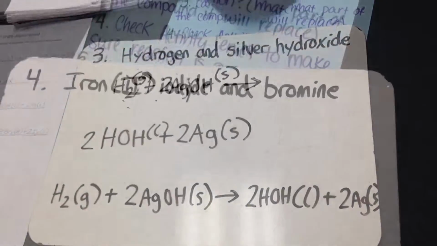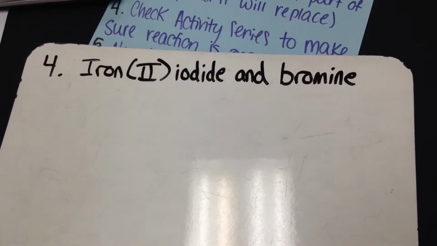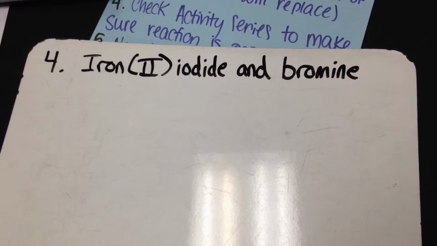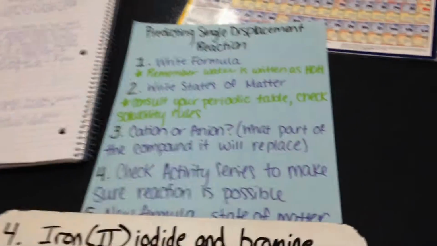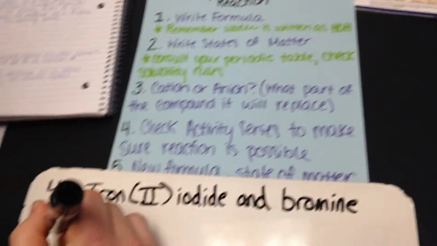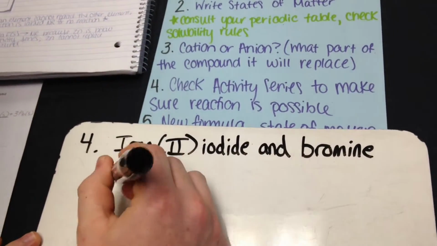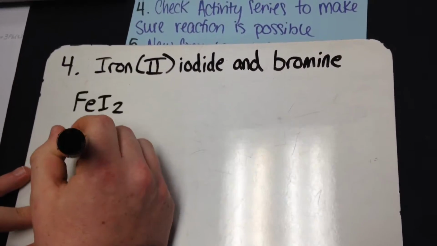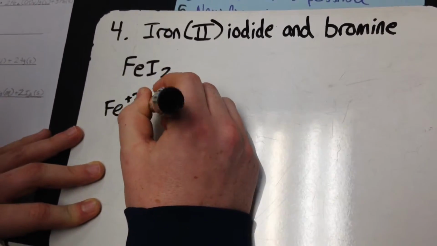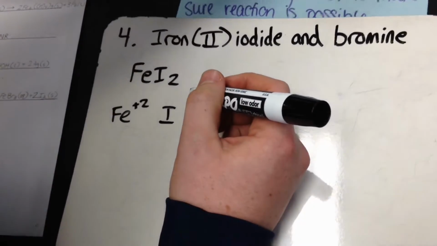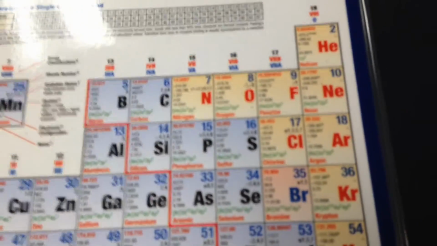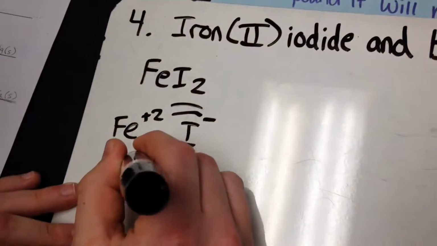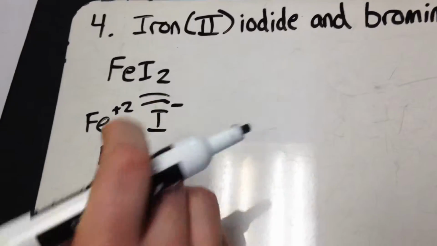Final answer. Question 4 is iron 2 iodide and bromine. Our first step is to write our formula. Start out with FeI2. We're going to show the crossing. Fe has the 2 charge. Iodide on our periodic table, it's a 1 charge. So just negative, cross those, and you get FeI2.